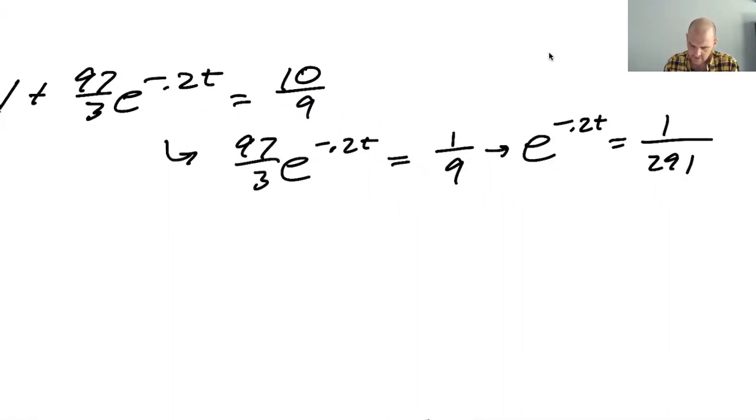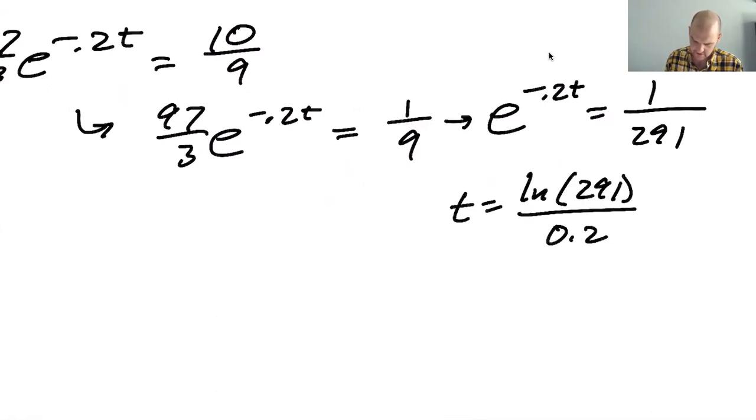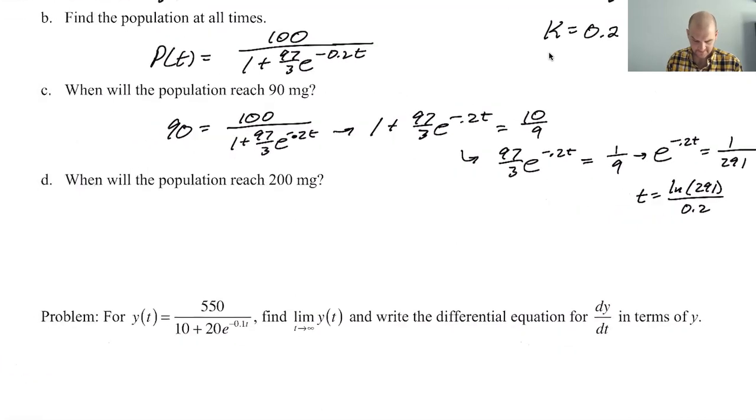Where did I get 291? 3 times 90, and then 3 times 7. So 270 plus 21. Seems good. I'm going to take the natural log, divide by negative 0.2, and flip the 291. And I'm going to get that t is the natural log of 291 over 0.2. That's my answer to that.